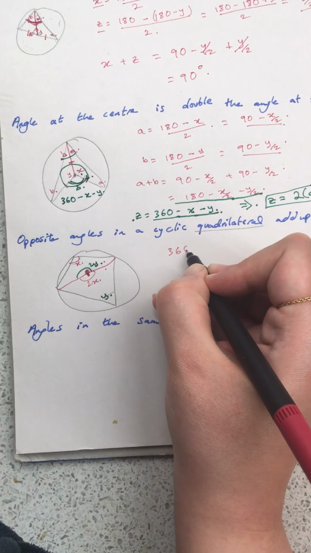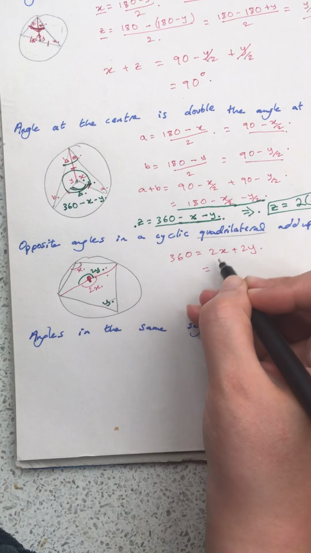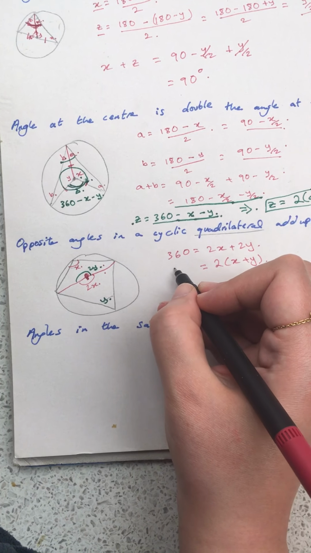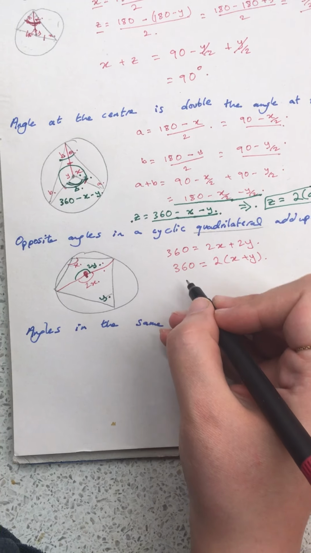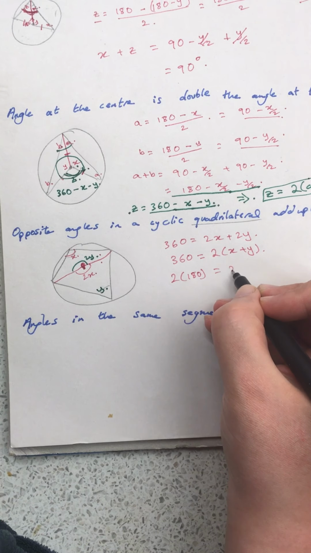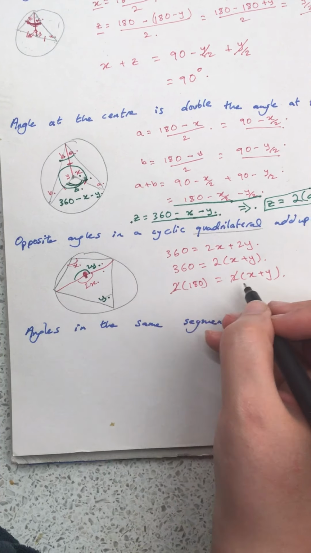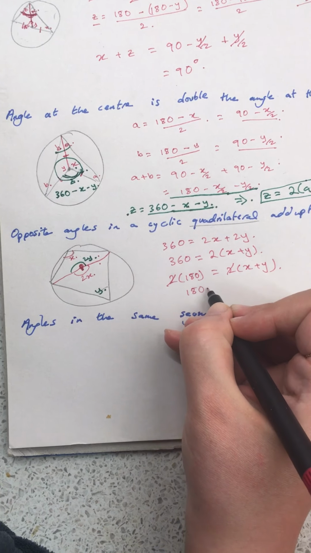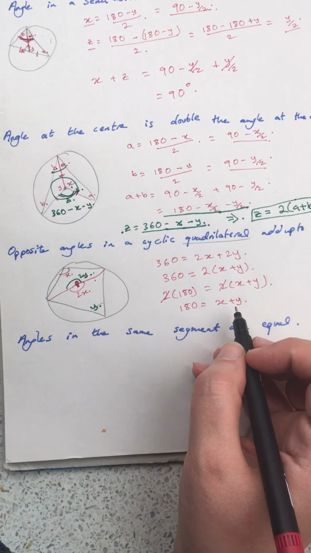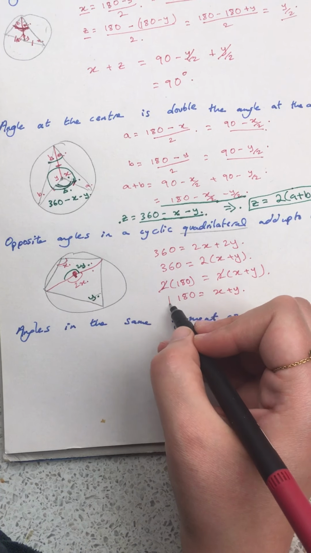So 360 is equal to 2x plus 2y. I can factorise out the 2, that leaves me x plus y. And if I take out 2 from here, that's 2 times 180 to give me 360 is equal to 2 into x plus y. I can divide both sides by 2. I'm left with 180 is equal to x plus y. So now I've proved that opposite angles in a cyclic quadrilateral add up to 180.